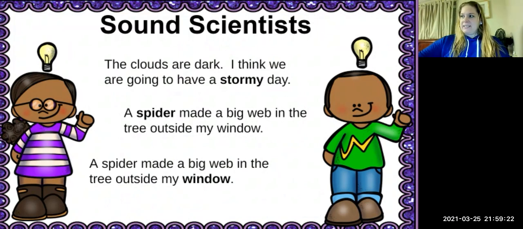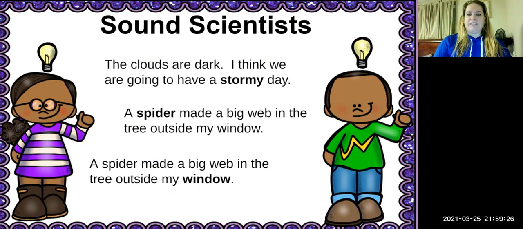Our first sentence says, the clouds are dark. I think we are going to have a stormy day. And we had a stormy day yesterday, didn't we? It was really stormy. All right, so the word we're going to focus on is stormy. Can you tell me how many syllables are in the word stormy? Stormy. There are 2 syllables.